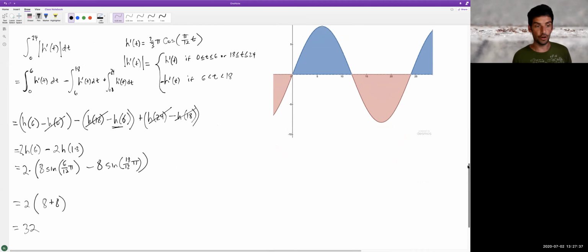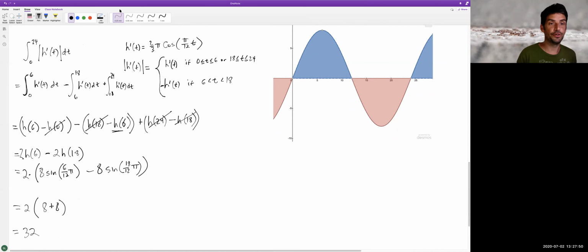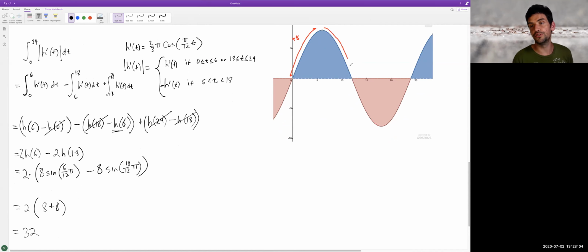Okay, so notice how different it was. When we did the 0 to 24 without the absolute value, we got 0. Now we got 32. Let's see what that's accounting for. Let's look at our graph. If you look at the graph here, along this edge, as the tide goes up, we gain 8 meters. Then we lose 8 meters. Then we lose 8 more meters.